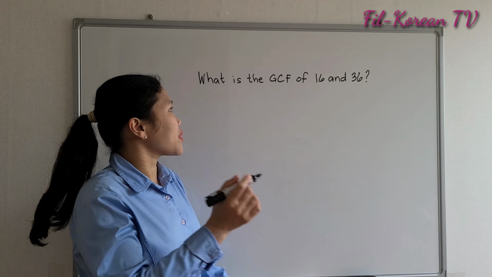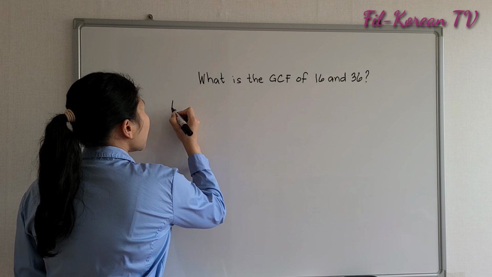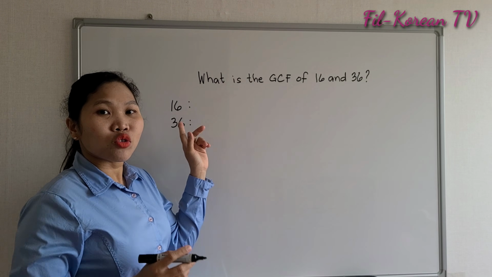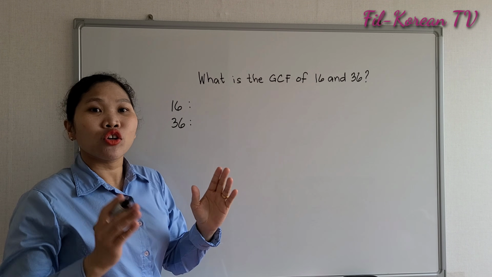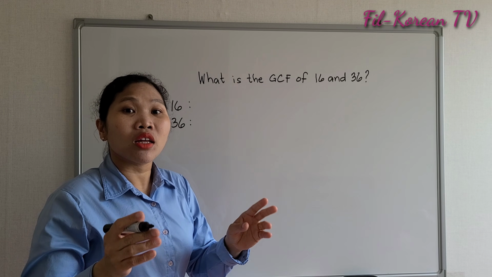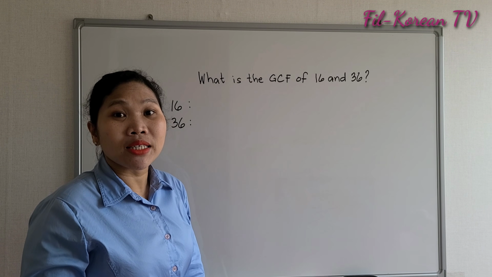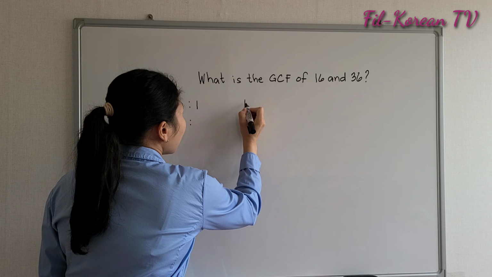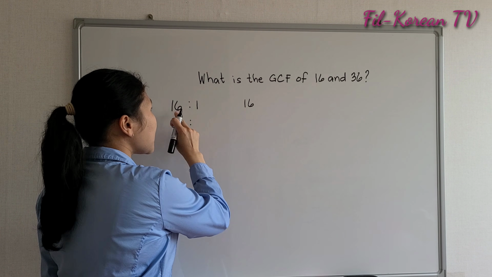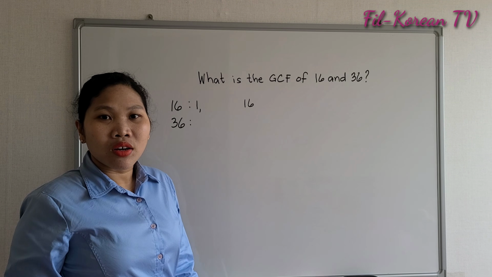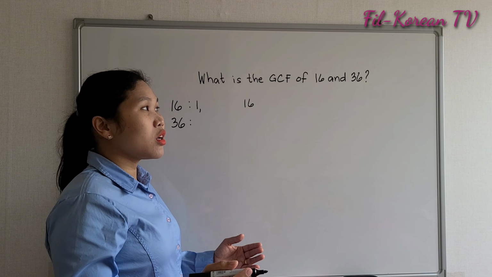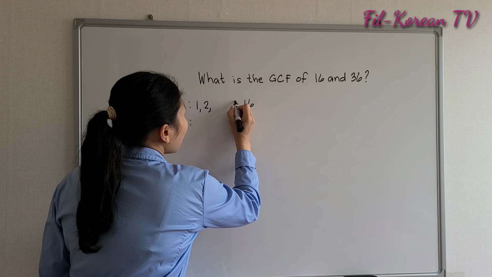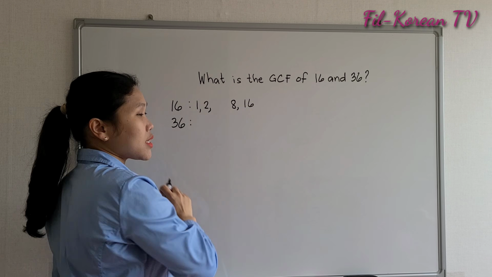We will do like this. We are going to write 16 and 36. To get all the factors of 16, you need to think of numbers that when you multiply, the product is 16. Like 1 and 16. If you multiply 1 times 16, 16. Other numbers that we multiply and we get the product 16 are 2 and 8. 2 times 8 equals 16.